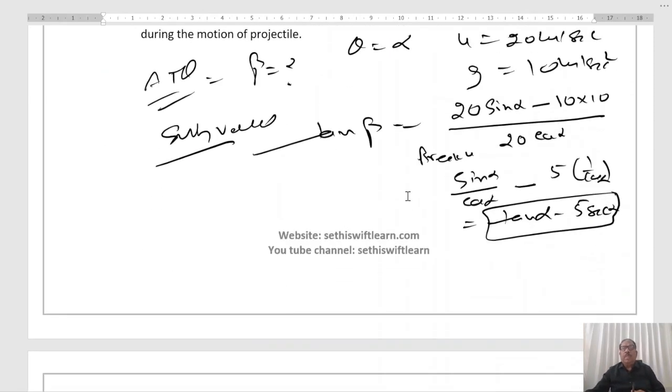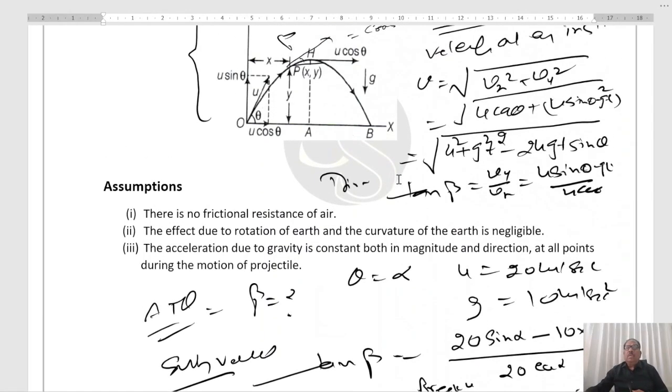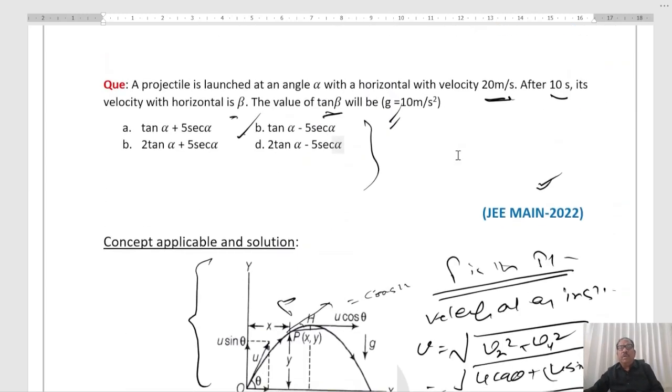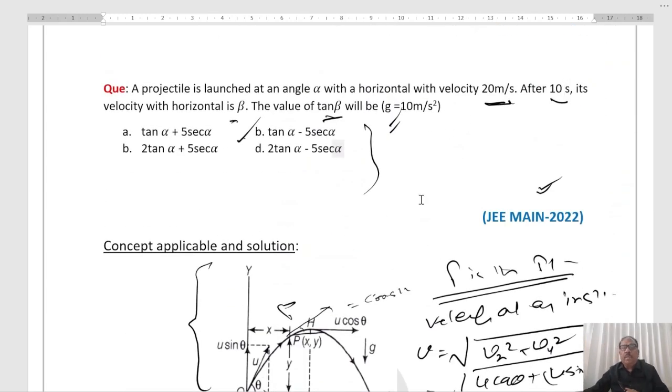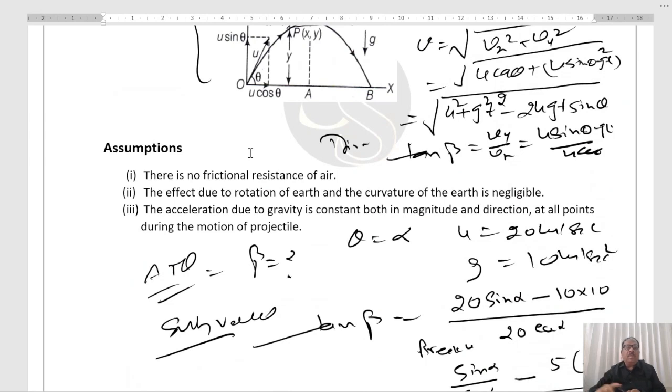Now in this case, I will again repeat: velocity at any instant, you can use this formula directly. Direction at any point, you can use the formula directly. In this case, the application was of the direction of velocity at any instant. That is the formula. Use this simple formula directly. If you know the concepts very well, we can orally find the answer. But these concepts should be known to you.